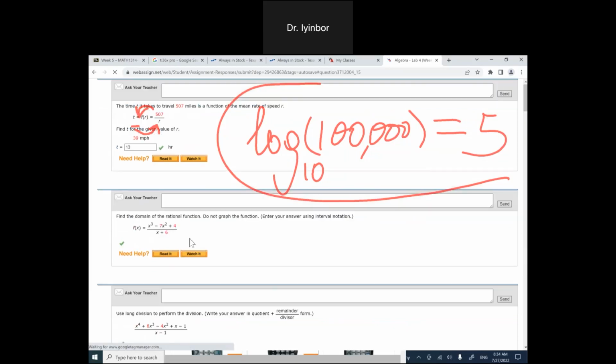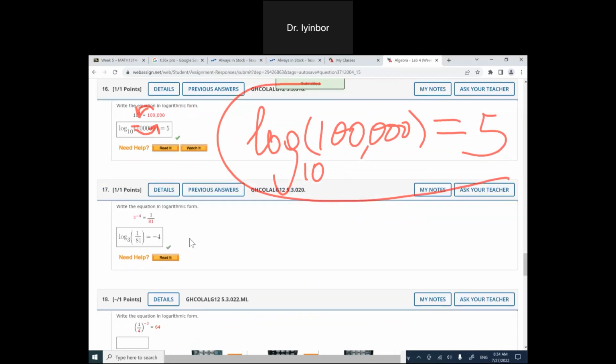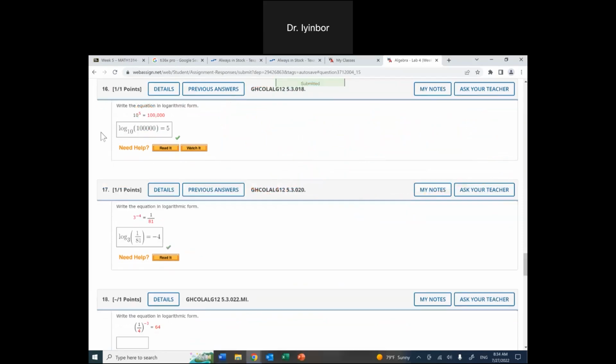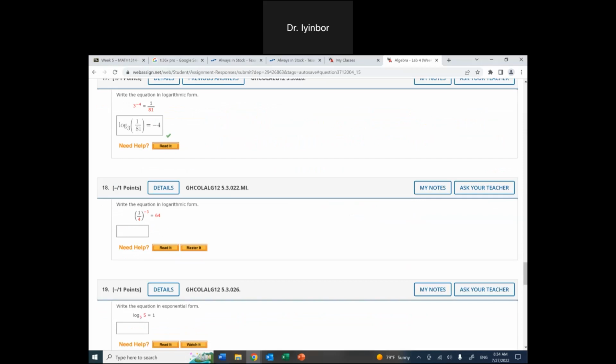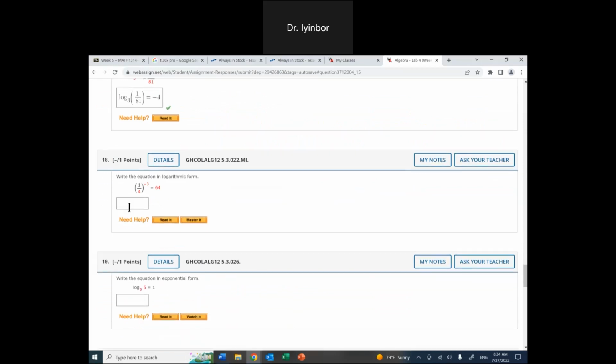Okay, so that's the answer. And the same way you do this one, logarithm with base 3 of 1 over 81 on the other side equals -4. I did that in class. This is the same way. So let me do it real quick so I can see.